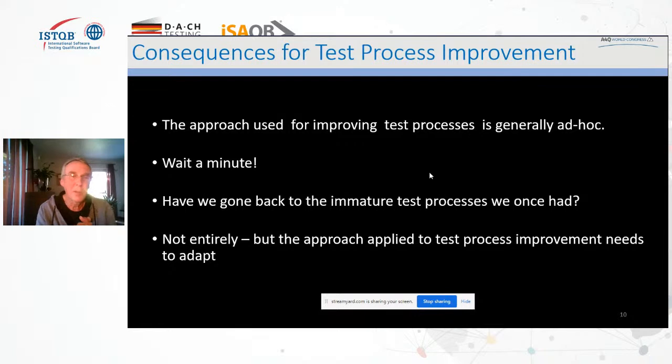So there we have the situation. Have we gone back? Have we gone back to the old immature days that we once had? Well, to a certain extent, and that's why I'm mentioning it, but not entirely. It's just that people in the projects need a different approach to test process improvement, something that is more agile. We need to adapt the test process improvement method that we're using in agile projects to be in itself more agile.